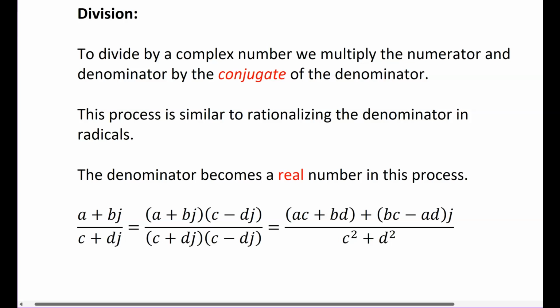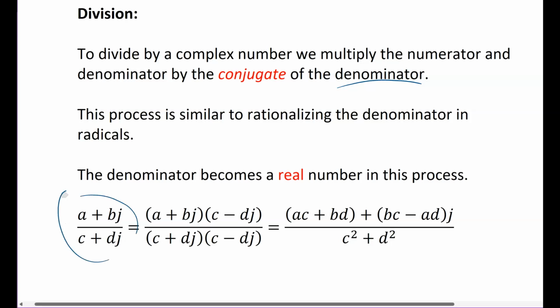This looks a little more complicated, but I think if you practice a couple of times, you will get the process. To divide a complex number, we multiply the numerator and the denominator by the conjugate of the denominator. So let's see that written down here in the question.